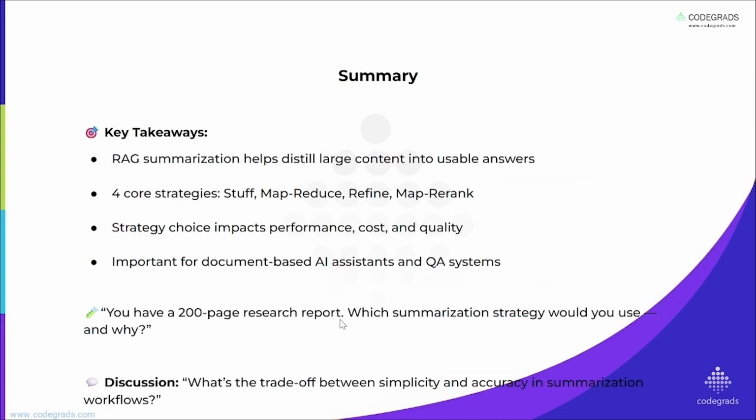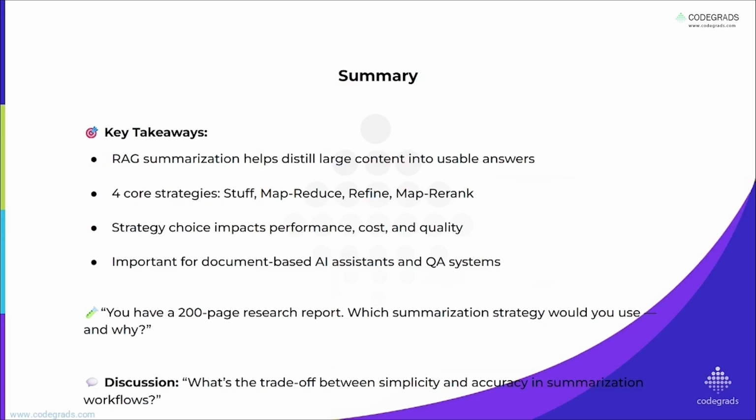Now we'll summarize the overall topics we discussed in this presentation. Summarization helps distill large content into usable answers, and the four core strategies, as we discussed, are stuff, map reduce, refine, and map rank. The strategy choice impacts performance, cost, and quality, which is very important for document-based AI assistants and question answering systems. So hope you guys understood.